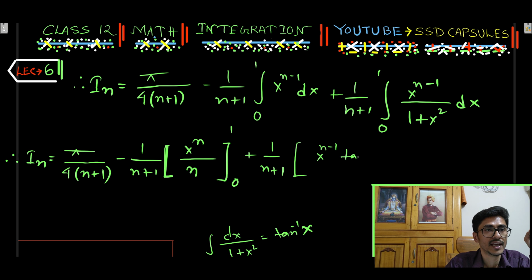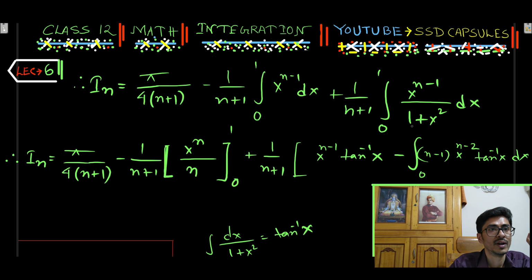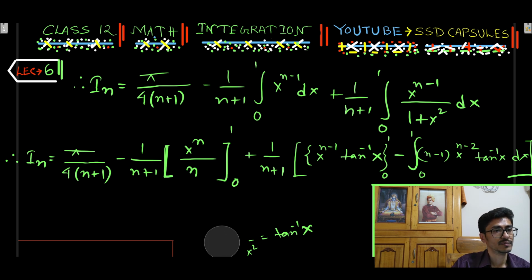So x to the power n minus 1 times tan inverse x, minus the integral of d/dx of the first function. So what I have taken as first function, x to the power n minus 1, so n minus 1 x to the power n minus 2 tan inverse x dx. Hope you have understood this step. Here also from 0 to 1, third bracket closed.